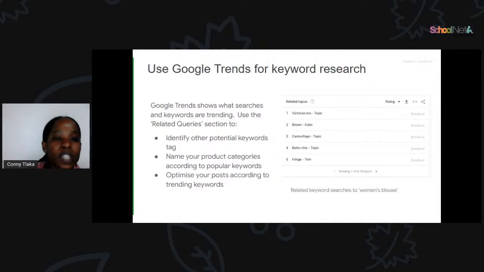Now you need to use Google Trends for keyword search. Google Trends shows what searches and keywords are trending. And you need to use trends to identify other potential keywords. And you also need to name your product categories according to the popular keywords and optimize your posts according to trending keywords.